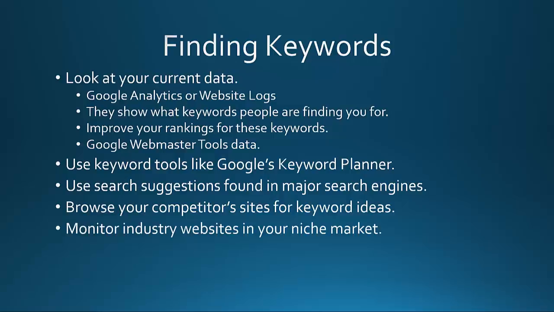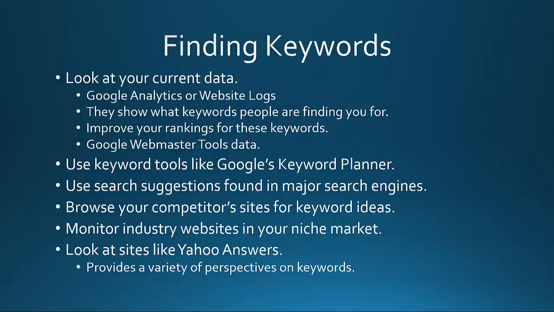Browse your competitor sites for keyword ideas. Look at the main competitors in your niche. Monitor industry websites in your niche market, like the big industry sites, and see what keywords they're writing about. See what content they have, what articles, what interviews they're doing, those types of things. Look at sites like Yahoo Answers. That will give you great ideas as to problems people in your marketplace have. Website forums are also big things.